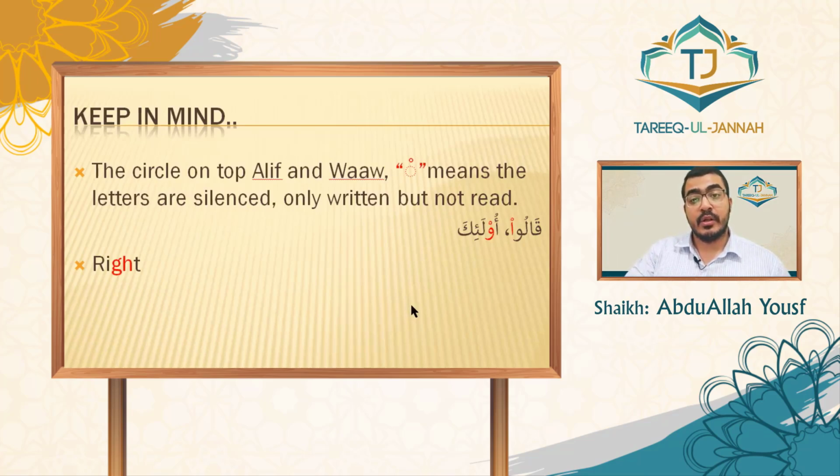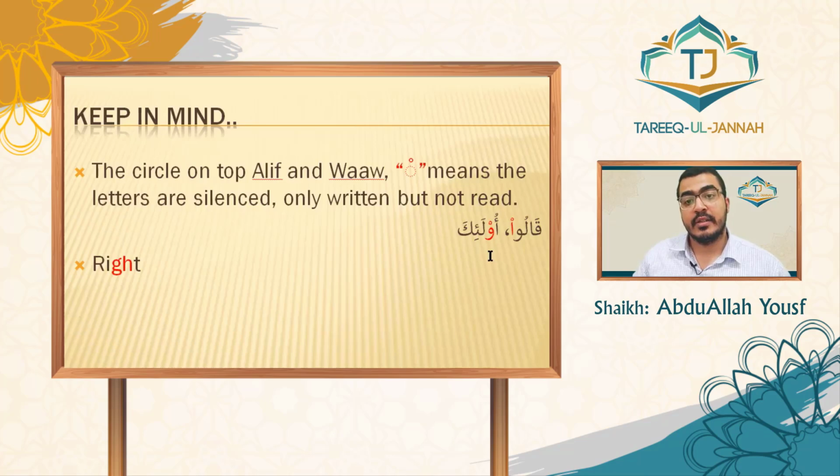For example, the word qalu, ulaika. These are not mad letters. Actually, the round circle on top of them is called as-sifru al-mustadir, and that means that these 2 letters are silenced. You can't really say them. The first word is qalu, and the second word is ulaika. If you listen closely, you will hear me saying u, hamza with a short vowel.